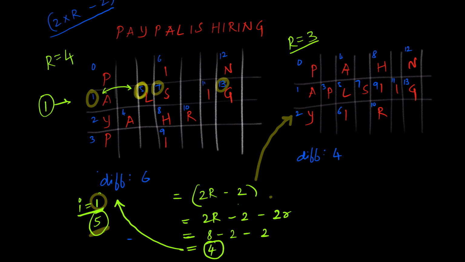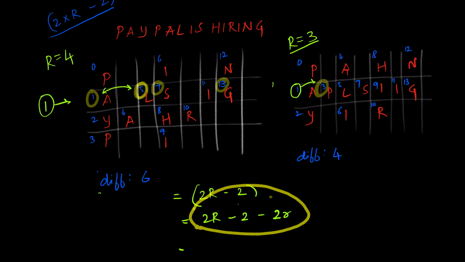Now let's verify it for the example where R is equal to 3. 2R will be 6 minus 2 of small r, which will be 2 again because this is row number 1. So the output will be 2. As the difference between the first and the second character is 2, the formula fits perfectly. This formula works with row number 1 in both the examples. We need to make sure it works with all of the rows in the middle.